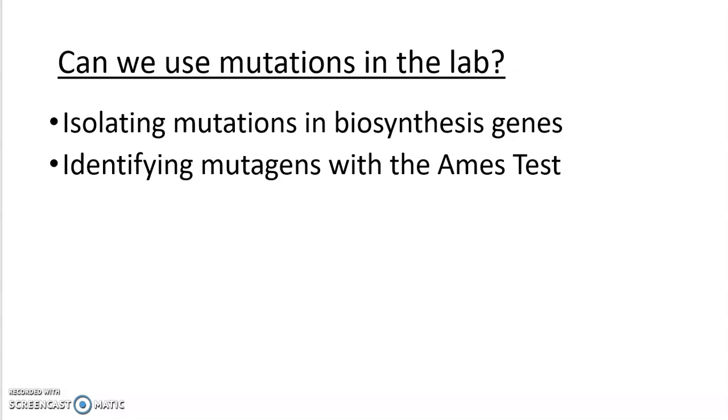So now we're going to switch gears a little bit and look at the second part of this, and this is how people have found that they can actually use mutations in the lab to start looking at some of the genetic characteristics of these cells. We'll take a look at how you can isolate mutations in biosynthesis genes, but also how we can use these mutant bacteria to actually identify mutagens that are out there. So chemicals that might end up in your food, you would probably want to know if those chemicals are going to have a mutagenic effect on DNA.